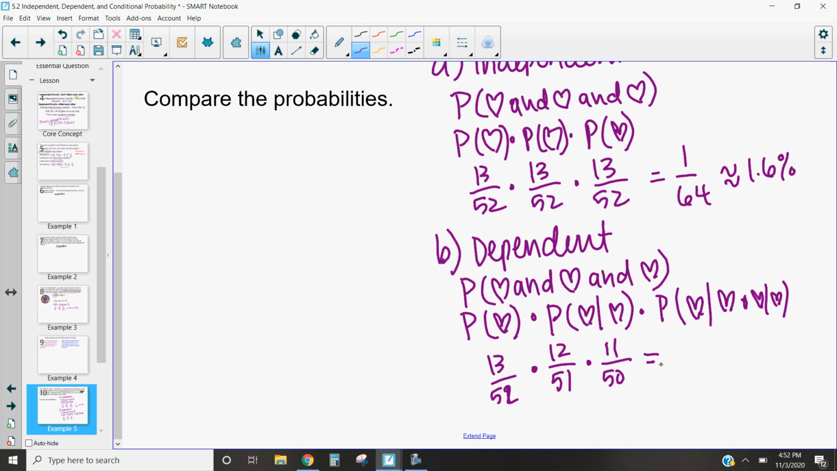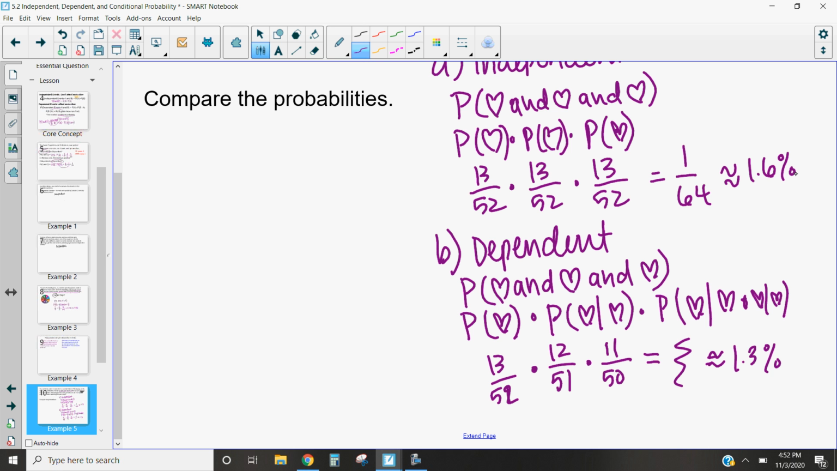And this one is going to be some obnoxious big fraction that ultimately comes down to being about 1.3%. So really the difference between these two is not huge, but the calculations play a huge role in it because they're not independent events. In part B, they are dependent. So with that being said, independent and dependent probabilities are so important. And again, they are calculated just a little bit differently.